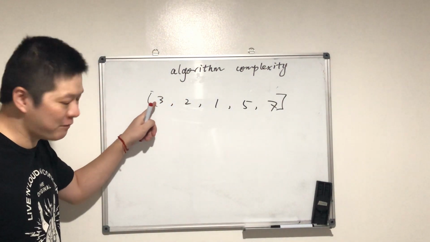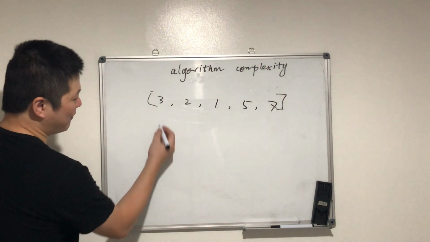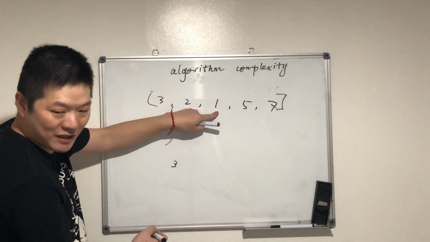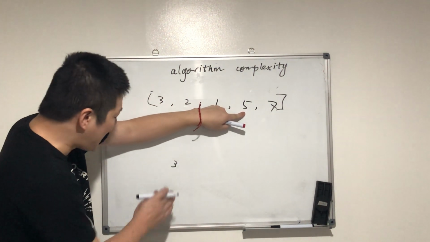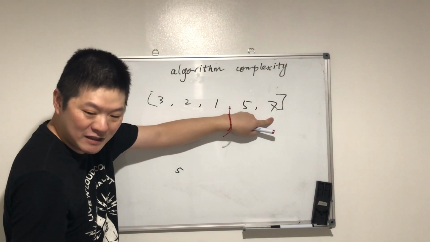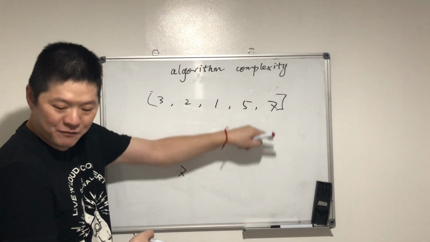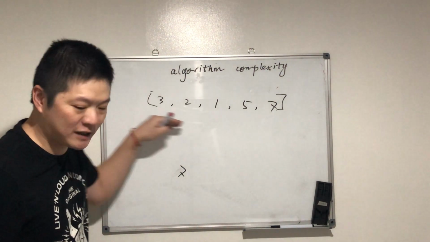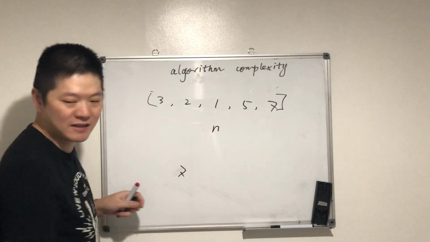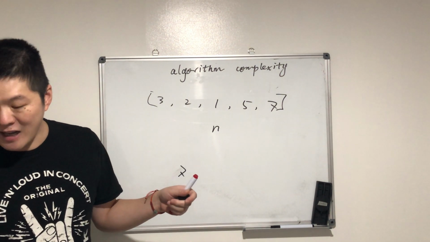He has to check the first number. He has to keep a current maximum. For example, it's 3. Is 2 bigger than 3? No. Is 1 bigger than 3? No. Is 5 bigger than 3? Yes. Then he updates this. Is 7 bigger than 3? Yes. Bigger than 5? Yes. Now he found it. So the computer needs to scan once. If there are n elements in the list, he needs to check n times.